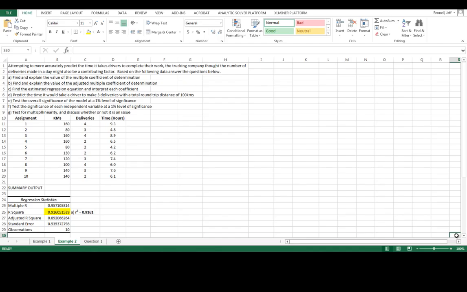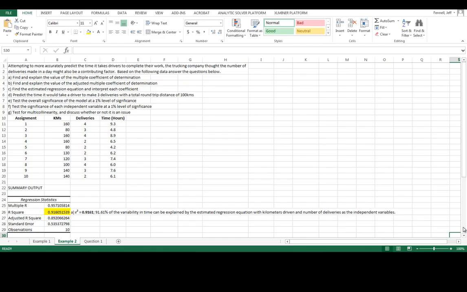So our interpretation of r-squared, or the coefficient of determination, is again, we first convert that to a percentage. And we talk about the variability in our y variable, in that thing that we're trying to predict. How much of that can be explained by our, in this case, combined independent variables. So our interpretation of the r-squared of 0.9161 is 91.61% of the variability in time can be explained by the estimated regression equation with kilometers driven and number of deliveries as the independent variables.